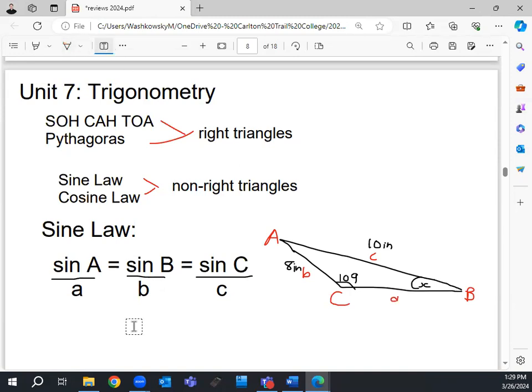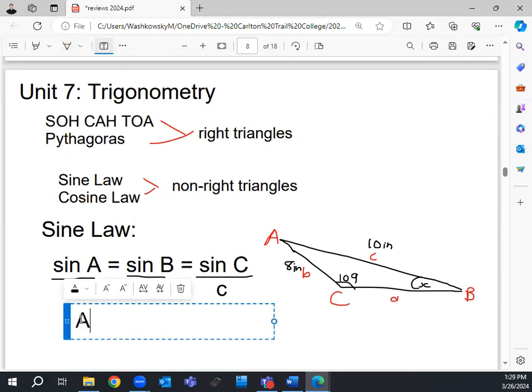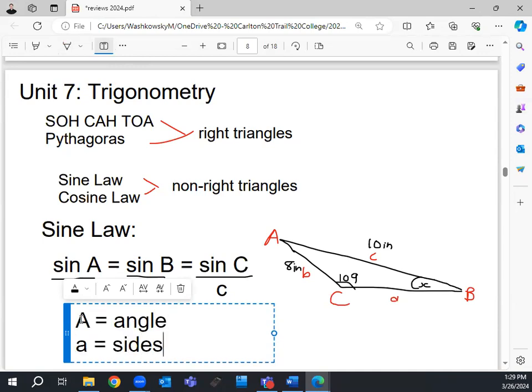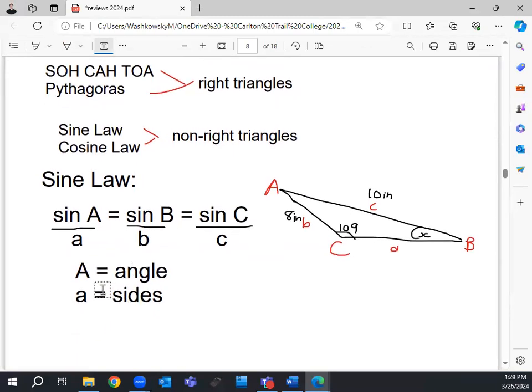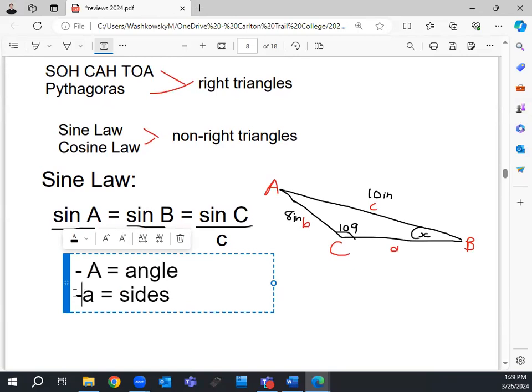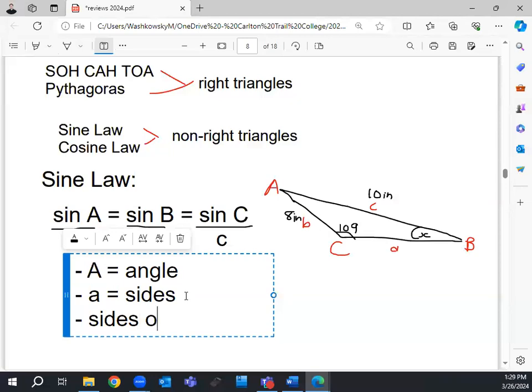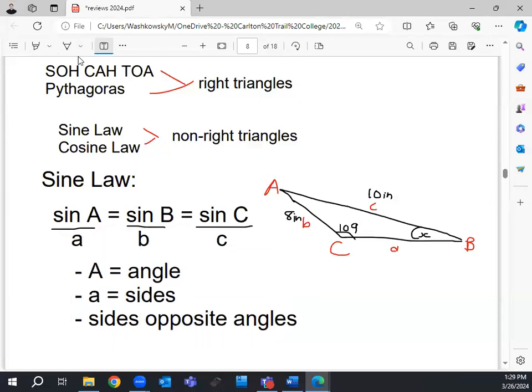Okay, so first, there's a couple key things we need to know. Obviously, the big letters, capitals, are angles. Small ones are sides. So the three facts: we have angles, we have sides, and the sides are opposite of the angles. You can see on this diagram here, I'll highlight it in yellow. The small c, which is this side length here of 10 inches, is opposite of the big C, which is my angle. So just like how we calculated how you find the opposite side, it's opposite of the angle here.